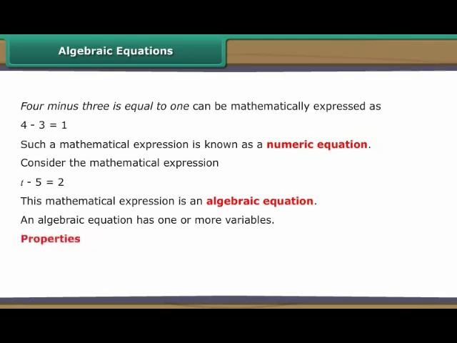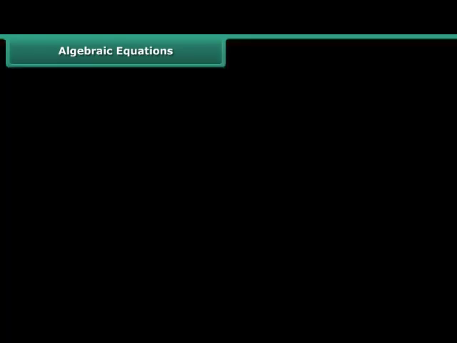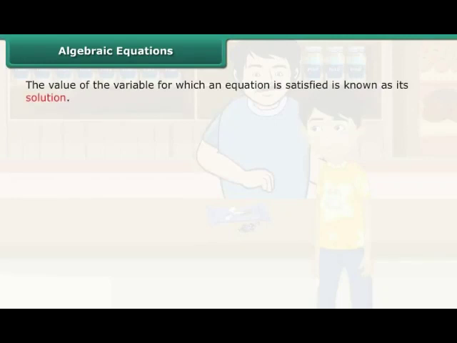Let us now look at two properties of equations. 1. An equation has two sides, left hand side or LHS and right hand side or RHS. 2. An equal to sign that equates the LHS with the RHS. Let us express all the earlier algebraic expressions as algebraic equations. x plus 20 is equal to 25. 30y plus 200 is equal to 1100. (a plus 5) into 3 is equal to 45. The value of the variable for which an equation is satisfied is known as its solution.